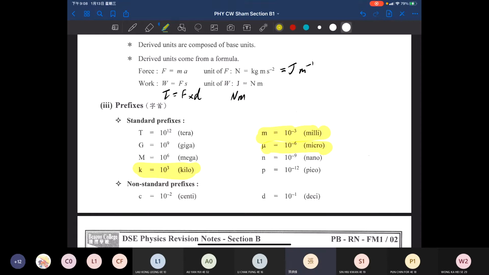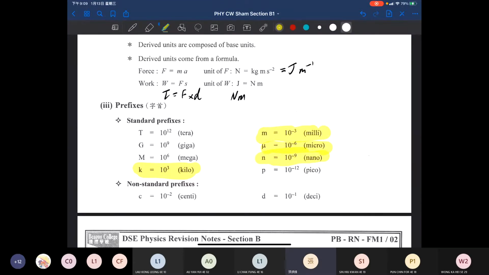Some have suggested using other new symbols to represent micro because mu is not an English character, but we are still sticking with this. Nano is also very common. The others are not that common, but have a brief understanding. You just need to remember the order of these prefixes. The non-standard ones are D and C.